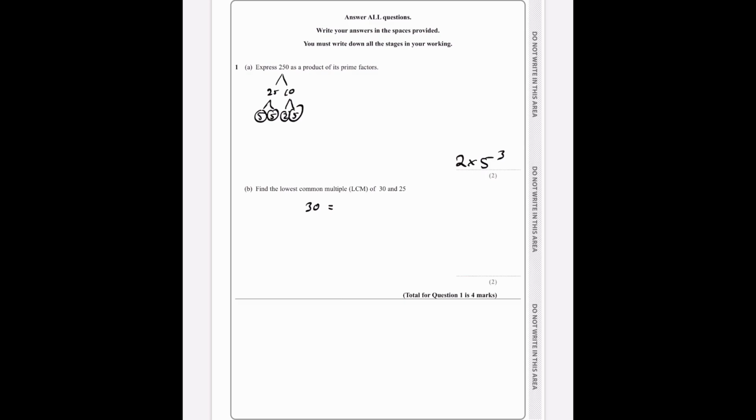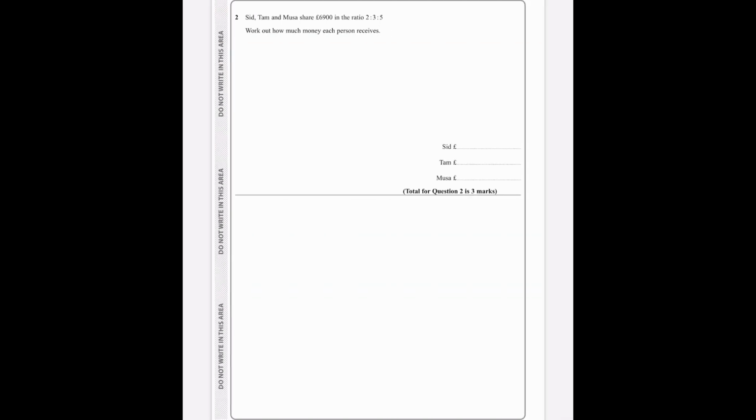For B, finding the lowest common multiple, you can list them. You don't have to list them too far if you want to. I've written 30 and 25 as the product of their prime factors, and then taken the greatest number of prime factors for each one of those. There's 1 two, there's 1 three, and there are 2 fives in 25, so I'm going to take 5 squared. So 2 times 3 times 5 squared. So the lowest common multiple is 150. If you listed them and got 150, that's absolutely fine.